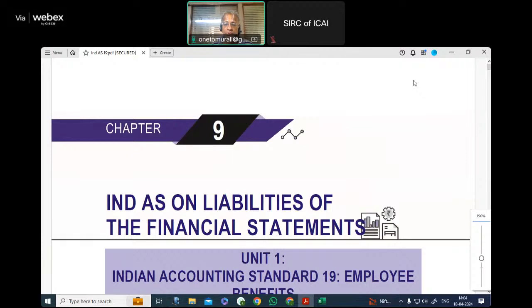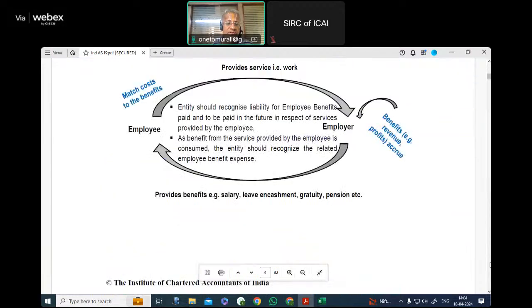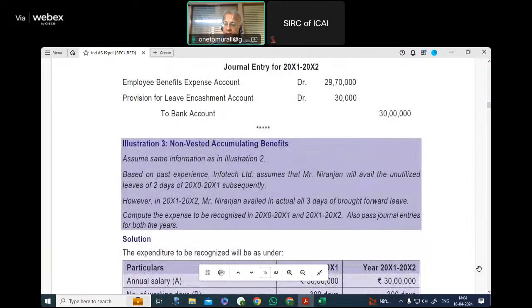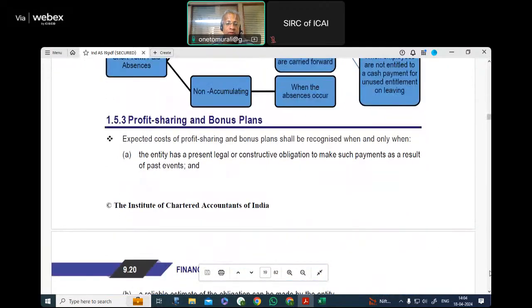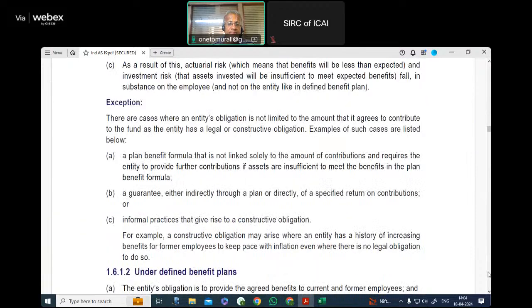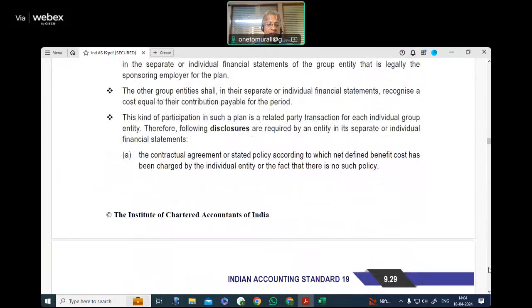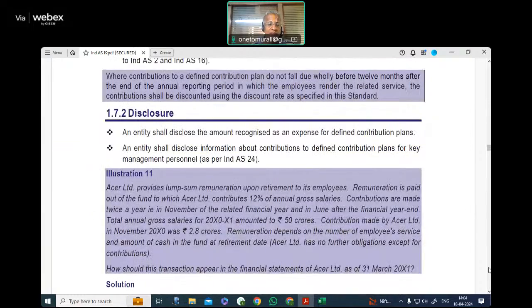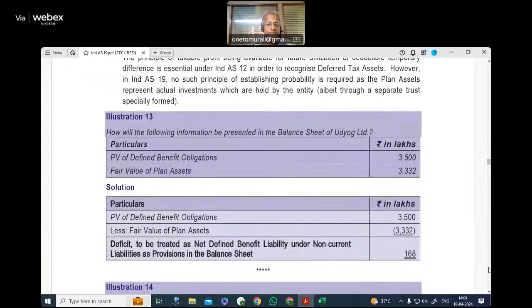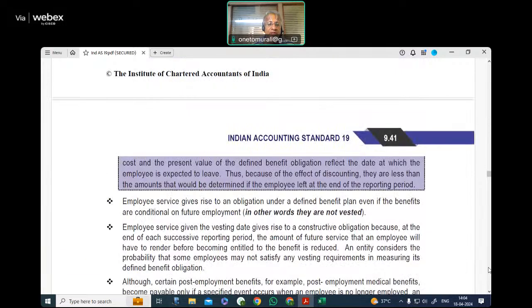So it was on Ind AS 19 employee benefits. We were having the discussion. Yesterday we were talking about defined benefit obligation and plan assets. Under that, I thought I will try one problem before we take up the next accounting standard. We have done illustrations 13, 14, and 15.